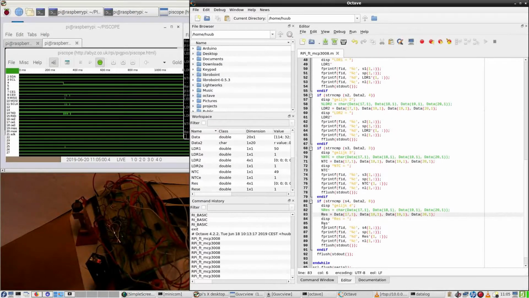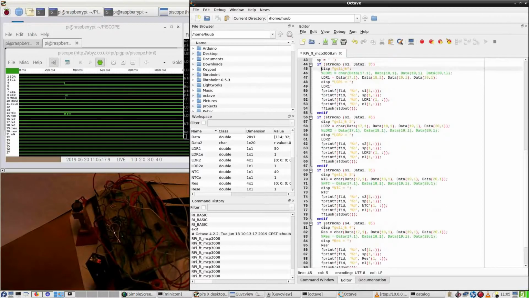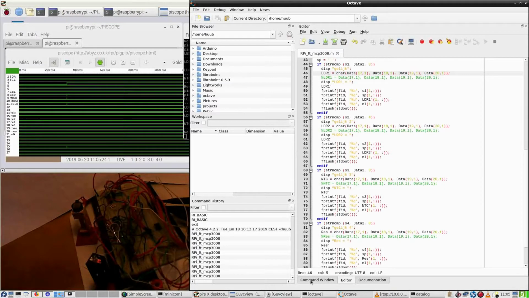So that is resistor. And right. So what next? What brilliant idea next?